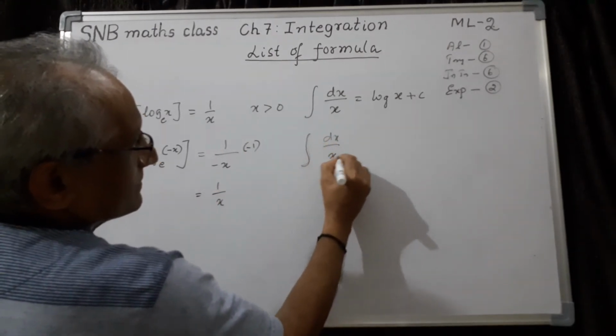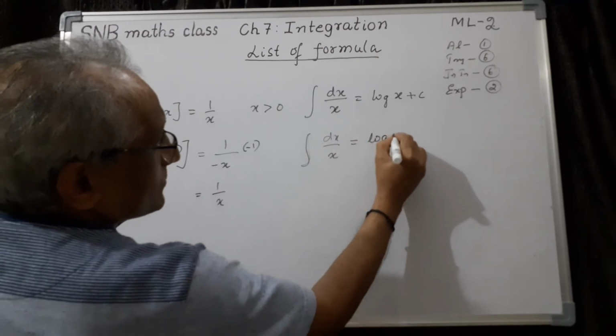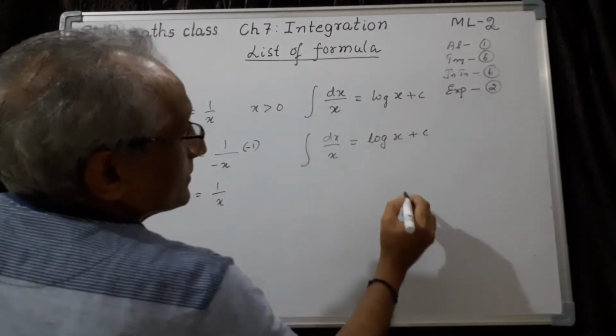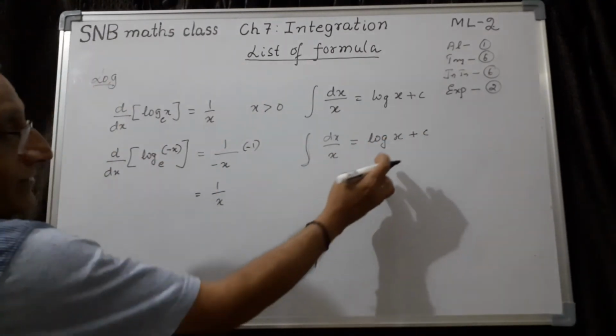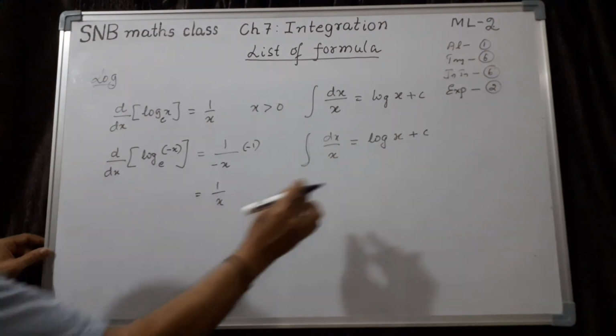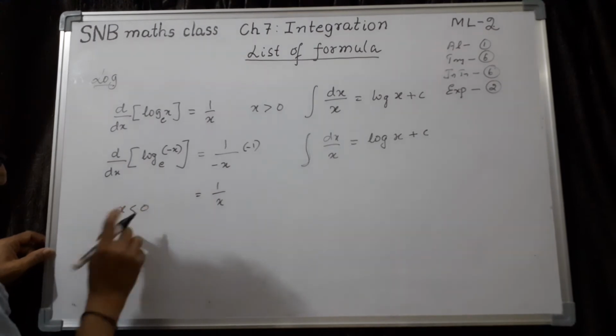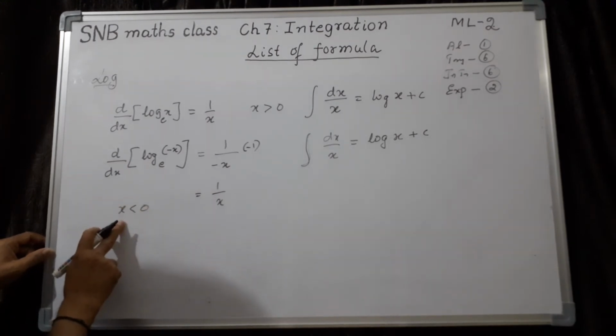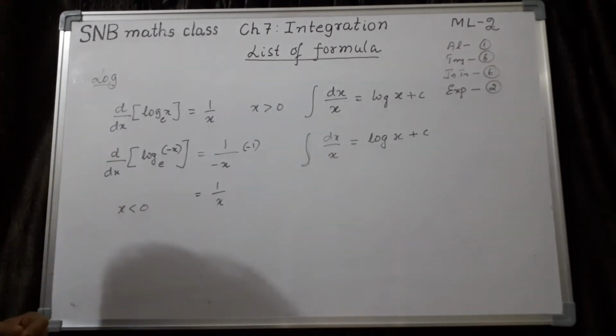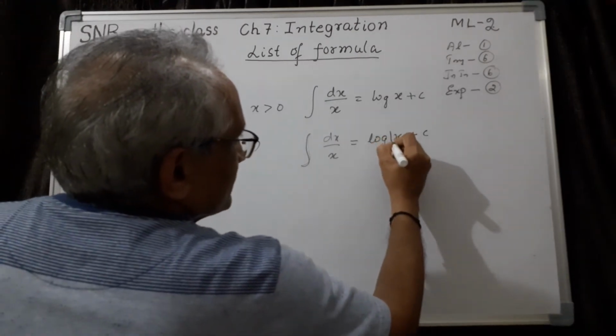The integral of dx by x is log x plus c. But what is this x? You cannot write it if x is negative. If x is negative, please observe carefully, log x is not defined. Therefore, here I have to actually put mod.